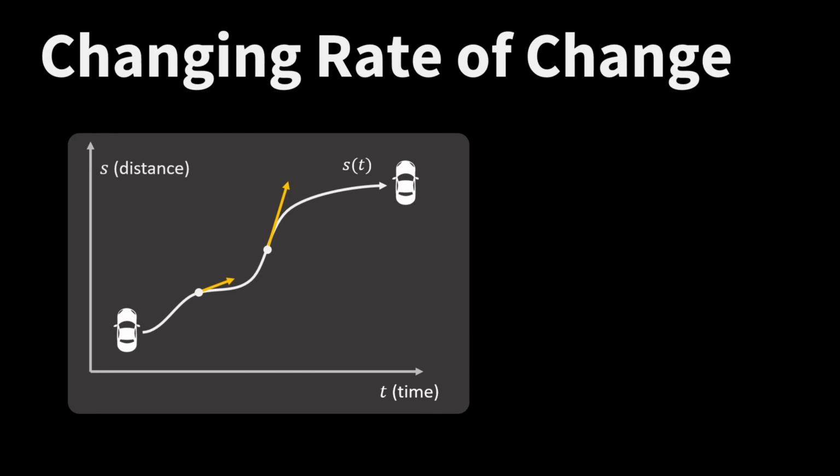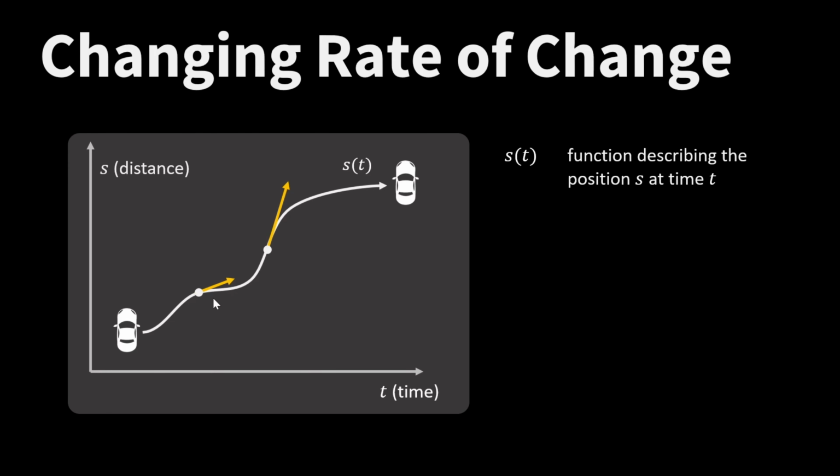Here is our car example again. As before, we have the distance traveled along the y-axis and time passes from left to right along the x-axis. But now, the trajectory of the car is not a straight line anymore in the space-time diagram. It's a curve. Therefore, we need a function that tells us how far the car has traveled at time t. We call this function s of t.